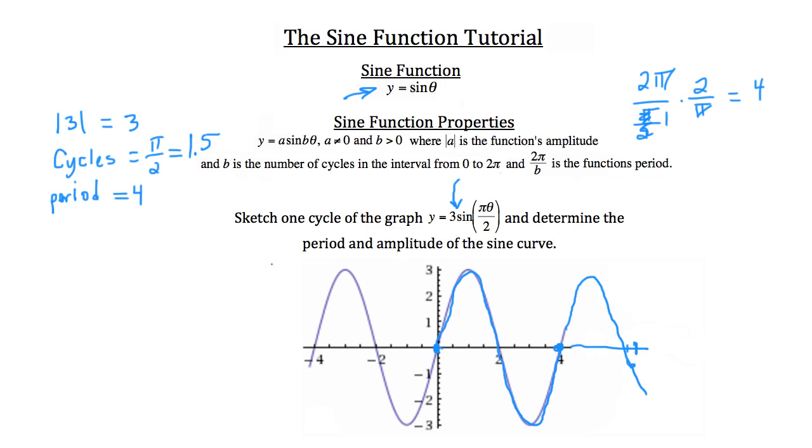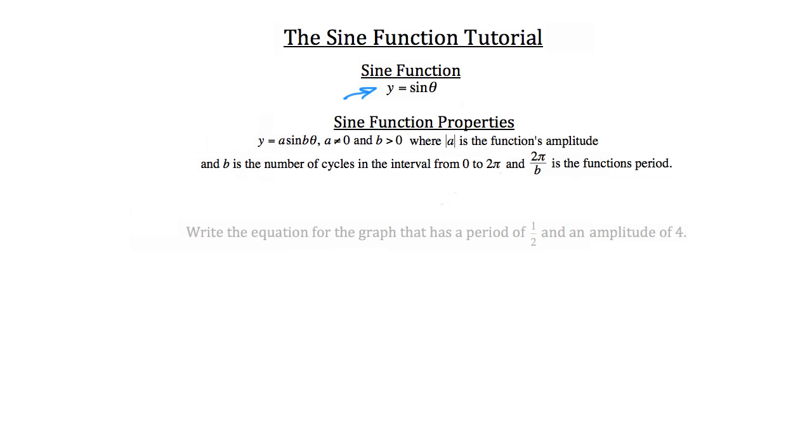So hopefully now you have an idea of how to put a graph together based on a sine function. Now we're going to go the reverse. I'm going to give you some data about a sine function and ask you to give me the equation of that sine function. So what I'd like you to do is write the equation for the graph that has a period of 1/2 and an amplitude of 4.